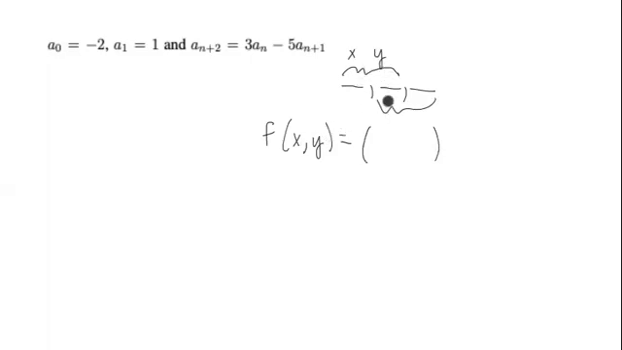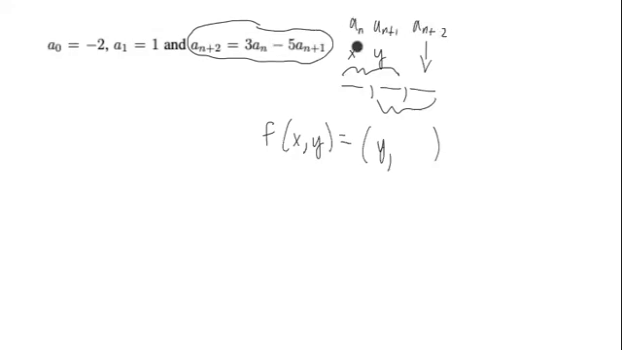Well, the first guy is going to be just y. And what about the next guy right here? This formula tells us exactly how to do that. This tells us that the next place, what goes right here, is precisely 3 times the guy right here in this position. That's a_n, a_(n+1), a_(n+2). So it's 3 times this guy minus 5 times that guy is equal to that. In other words, it's 3x minus 5y.